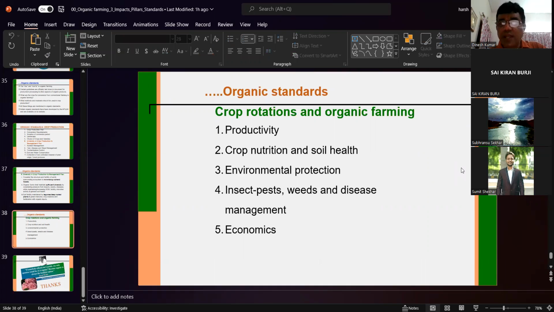Crop nutrition and soil health. So many times you include legumes in the rotation, and these legumes will improve the soil health. Environmental protection. If you follow proper crop rotation, then for example, if you have taken a legume crop and it has fixed the nitrogen, and then you take a cereal crop, then this cereal crop can take up your nitrates, excess nitrate that were available by the legume crop. So therefore, that way it can make the best use of the nitrogen that was fixed by the legume. So cereal legume rotation are better options.